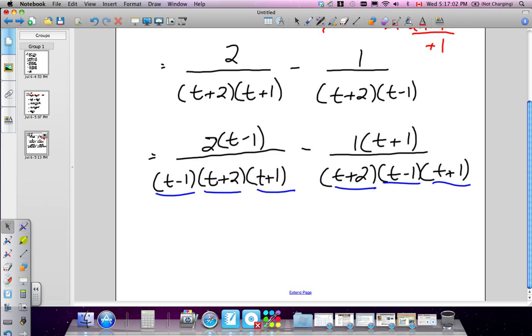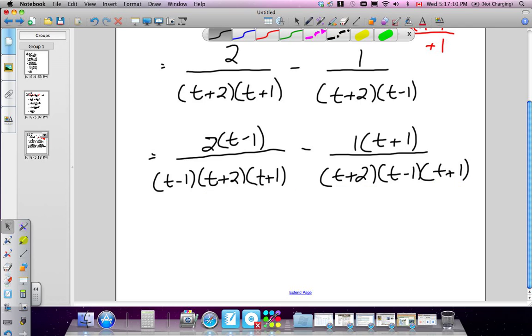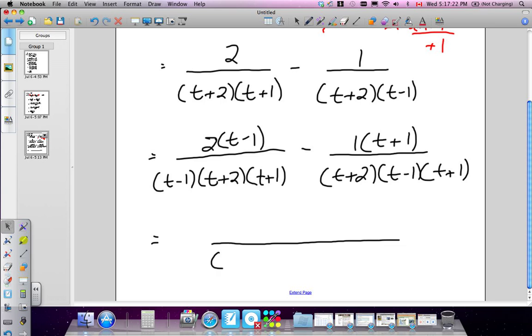And I can simplify the tops of my equations, which I'm going to do. And actually, like I said before, once our denominator is the same, I can make it just a question where I deal with the top of the fraction. So I'm going to put this all over t minus 1, t plus 2, t plus 1. It's all over that because the denominator is the same.